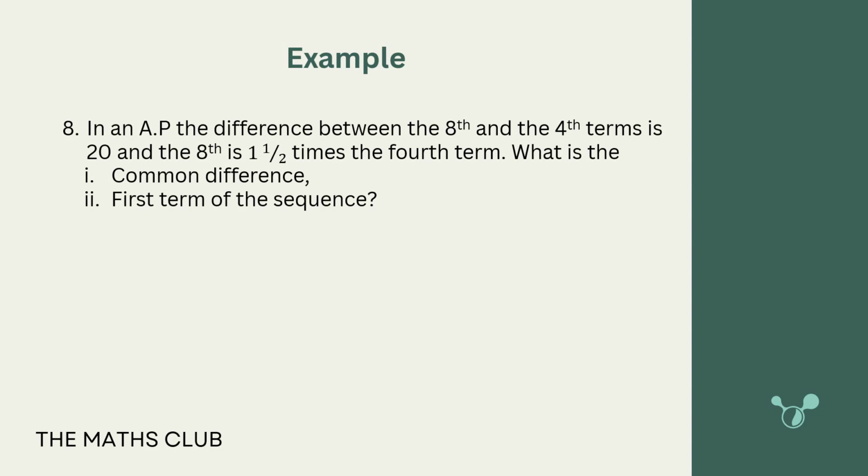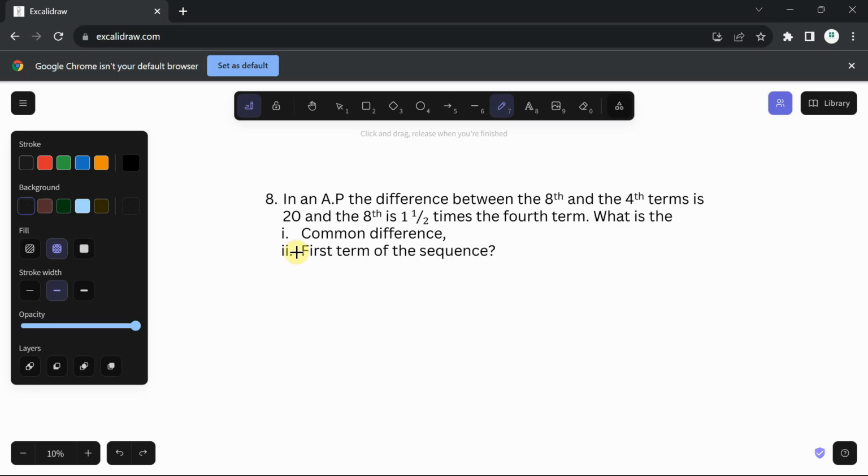So the last question, it says in an AP, the difference between the 8th term and the 4th term is 20. And the 8th term is 1.5 times the 4th term. What is the common difference and what is the first term of the sequence? Like I said, when you see questions like this, it looks very big and confusing. Break it down. So what is given?